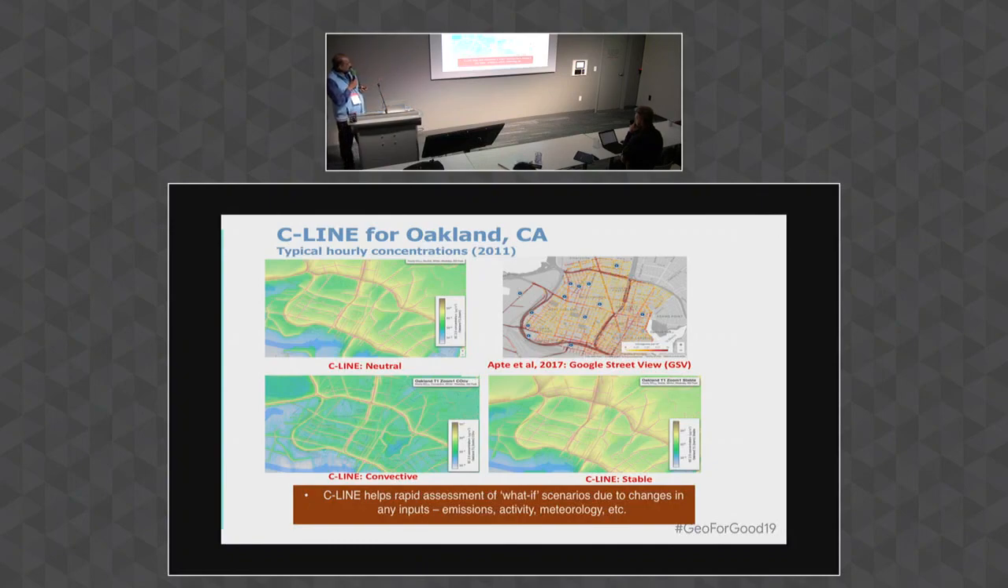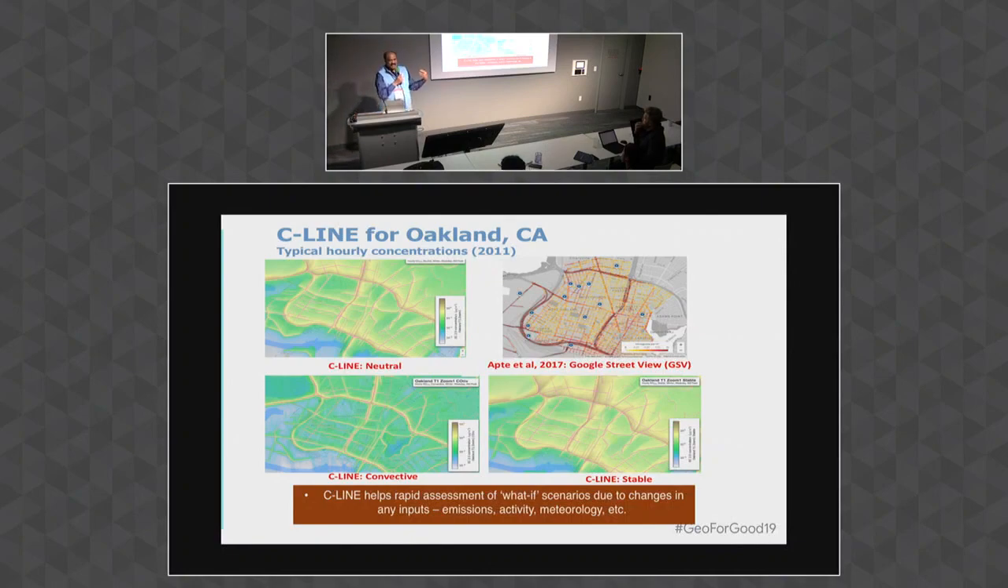Then the other three figures show the similar outputs from the C-line model, which shows a very similar layout, the part of Oakland, California. And you see these three figures. And what we did there is just to show what will happen if the ambient meteorology were to change. So dispersion is a function of ambient meteorology along with emissions. So what I have here is to show how the ambient met condition may change from the atmosphere being fairly neutral, top left, to convective, to stable.